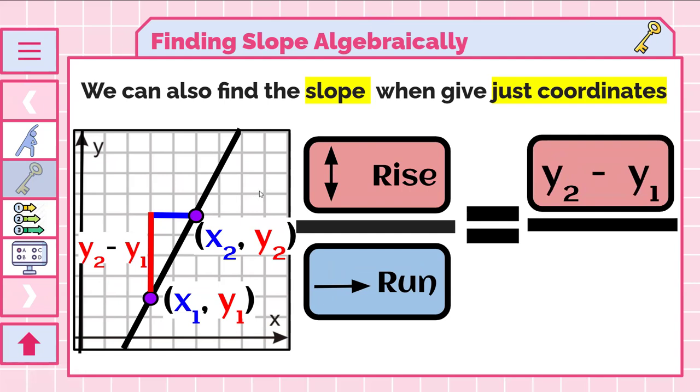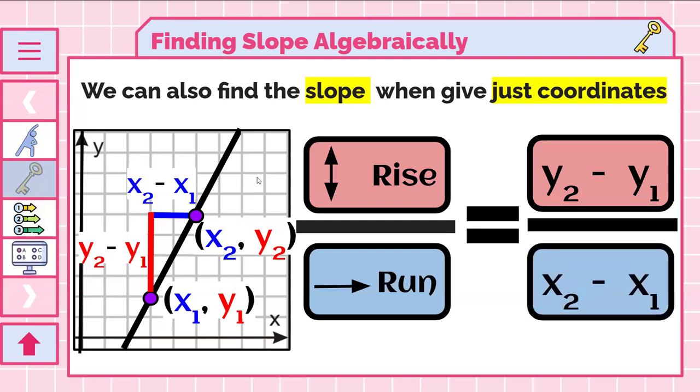And our run can be considered our x values, which are what goes left and right. So if we want to find the difference, we can do x2 minus x1, or our second x value minus the first x value. This is just a different way to do the same thing, but now we can do it with just coordinates, no graph.